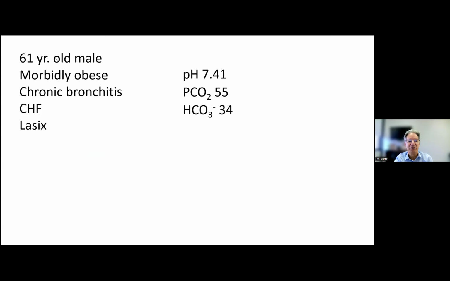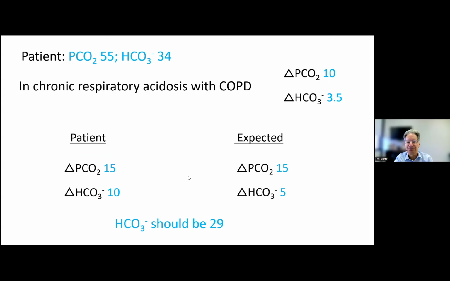So here's a patient who's morbidly obese with chronic bronchitis, heart failure, and on Lasix. Bicarbonate's 34, the PCO2 is 35. And there are other clinical scenarios like this patient also where the change may not be as expected. So here we have the bicarb going up 10 and the PCO2 going up 15 above its original level. So the patient has a PCO2 of 55 and a bicarb of 34.